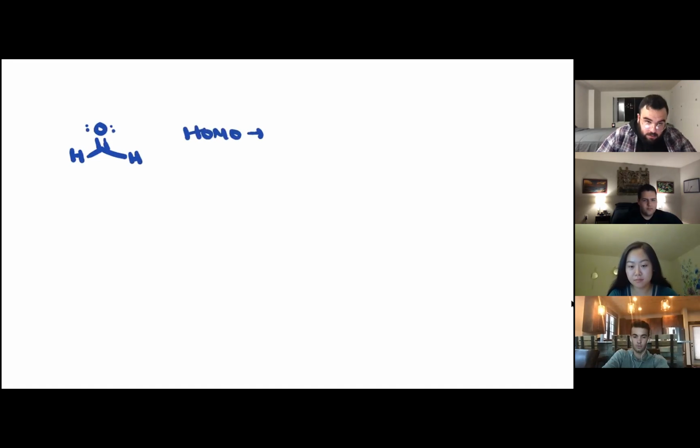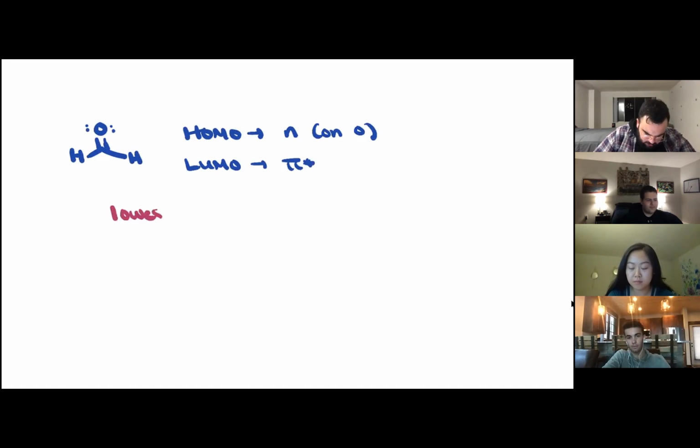So we see here that we have, let's say, a compound like formaldehyde, right? We know that for formaldehyde, the HOMO is going to be your non-bonding orbital on oxygen, right? So non-bonding on oxygen, and then your LUMO is going to be your pi star. So if you were asked what your lowest energy transition is, your answer would just be non-bonding to pi star.